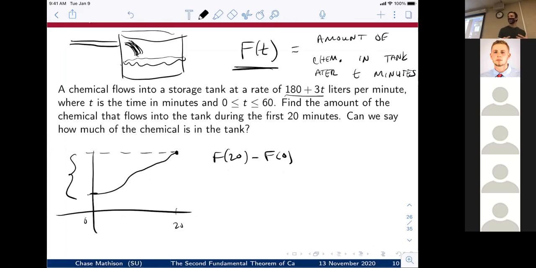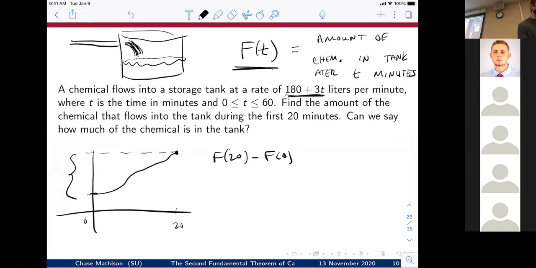So the change in some function between two times, just take the difference of F at the second time minus F at the first time. That doesn't require calculus at all. But now we know the rate at which big F is changing. This 180 plus 3t is big F prime, right? That's the rate of change of the chemical in the tank.